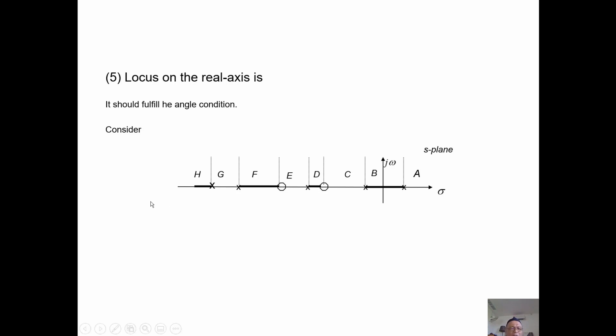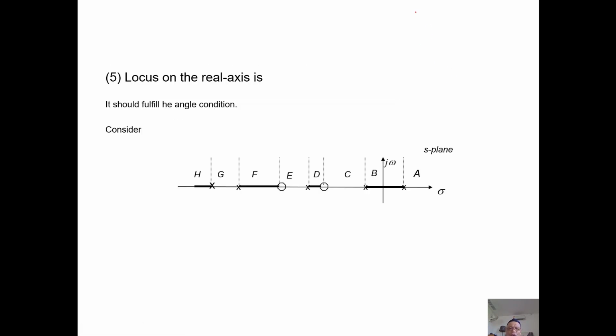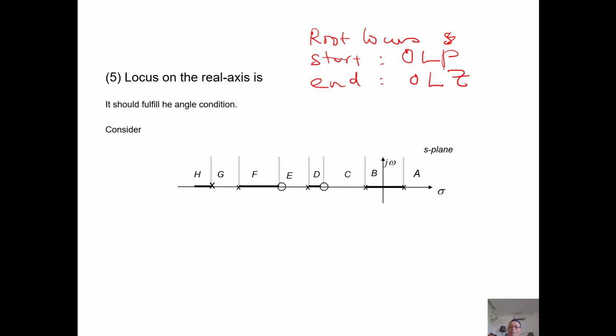Okay, meaning that if you have a pole, open loop poles, remember, all these poles here are open loop. Please remember also, root locus starts from open loop poles and ends at open loop zeros. Please remember this: root locus starts from open loop poles and ends at open loop zeros.